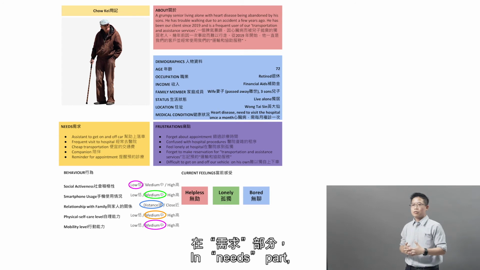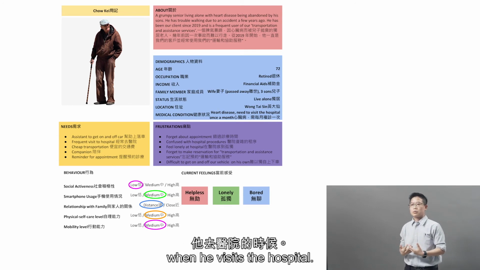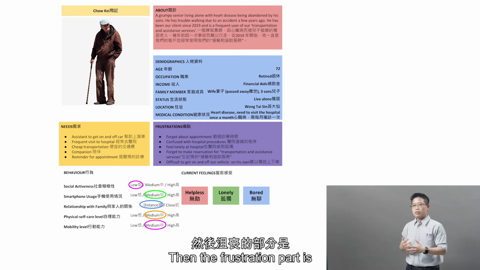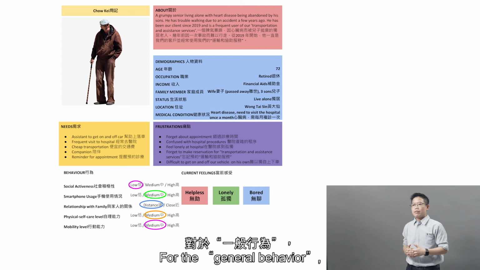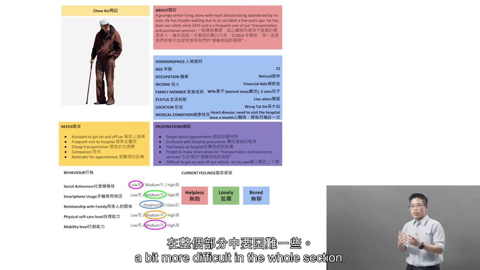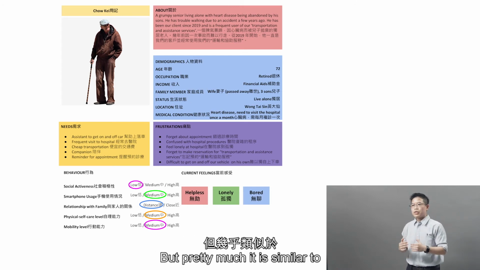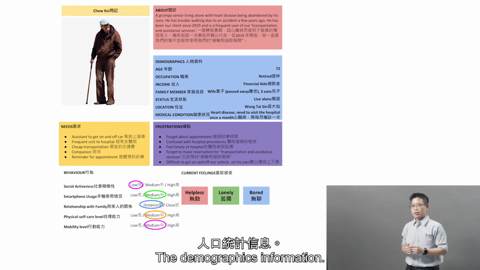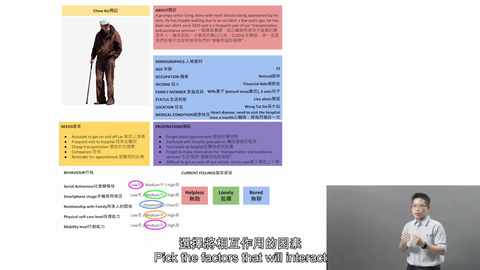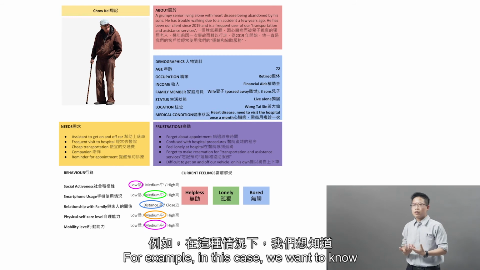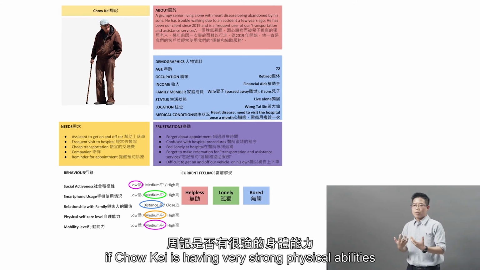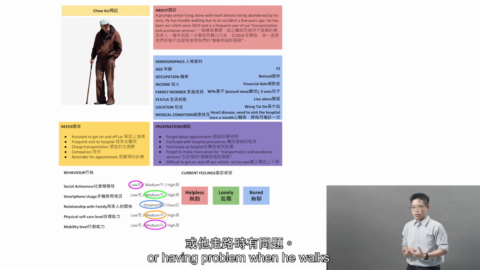At the needs part, you can write down what he needs when he visits the hospital. Then the frustration part is what his pain points are. And then the general behavior is something quite a bit more difficult in the whole section. But pretty much it is similar to the demographic information. Pick the factors that will interact or have relevant information with your services or organizations. For example, in this case, we want to know if Chou Gei has very strong physical abilities or has problems when he walks. So we write it down.